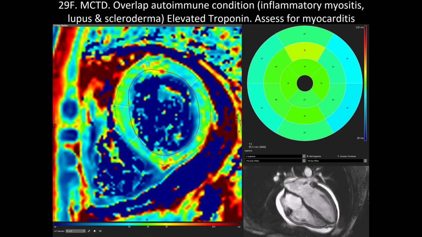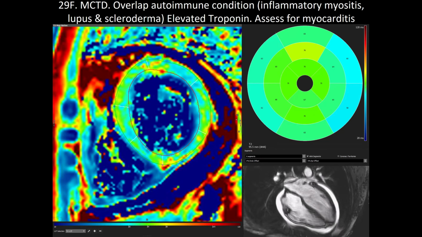On T2, there is pseudonormalization of the area of intramyocardial hemorrhage where low native T2 values due to the iron are cancelling out the high T2 values from the acute infarct. The blue of the intramyocardial hemorrhage is in the normal T2 range as the remote myocardium.